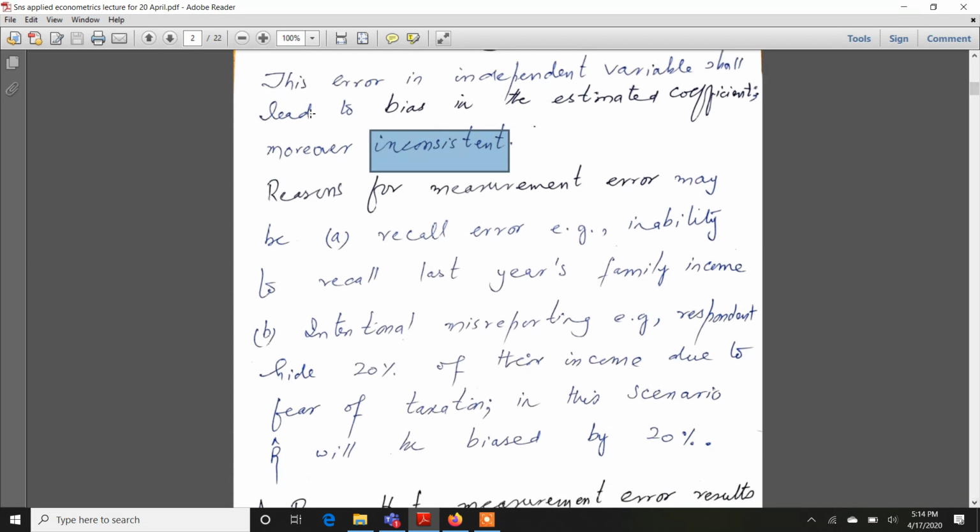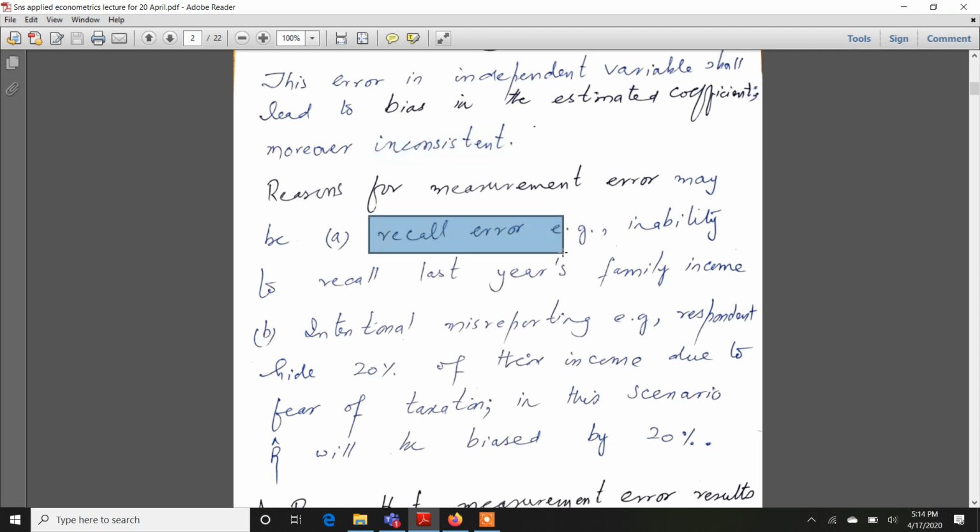Okay, so what are the reasons for measurement error, by the way? I mean, why do we get such type of data that is prone to errors, right? So there are multiple types of, or multiple sources of, measurement error. For example, it may be subject to recall error.